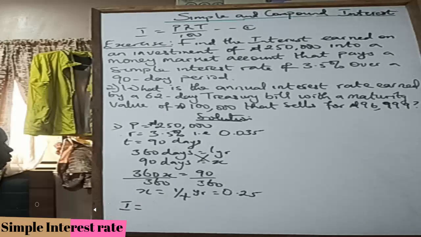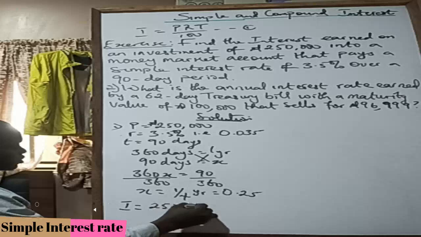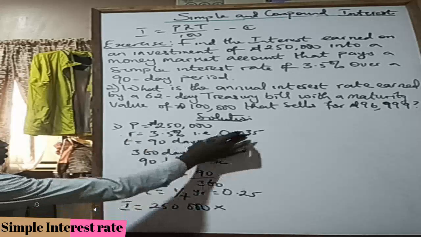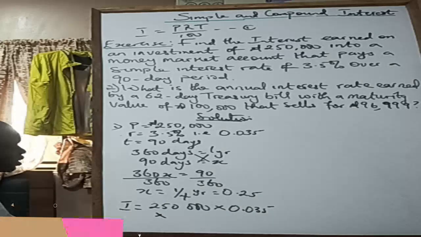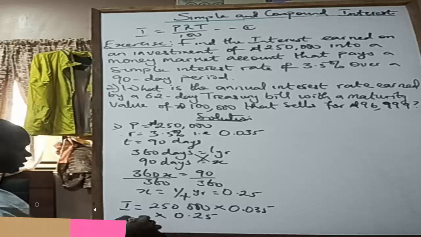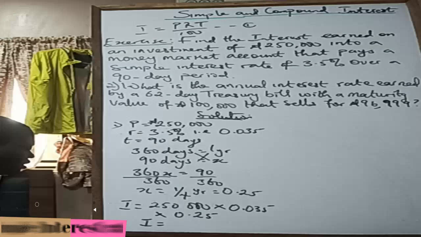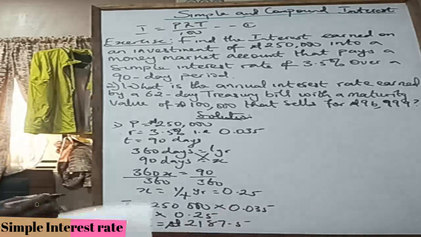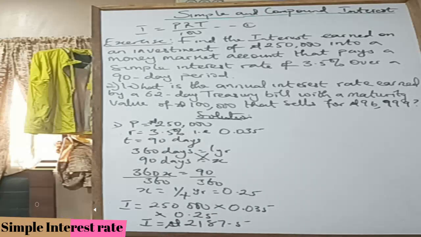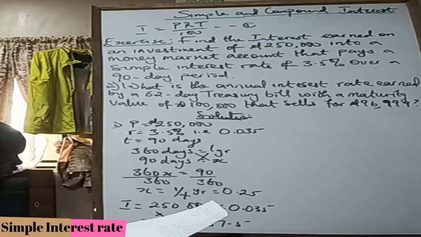Interest is PRT over 100, but we've already converted this, so just PRT. P is 250,000, multiplied by R, 3.5%, which is 0.035, then multiplied by how many years? 0.25. Okay, so our interest is 2187. Yeah, you can see you've also done yours, which is very okay. The answers are similar, which is great. So that's about that particular question.